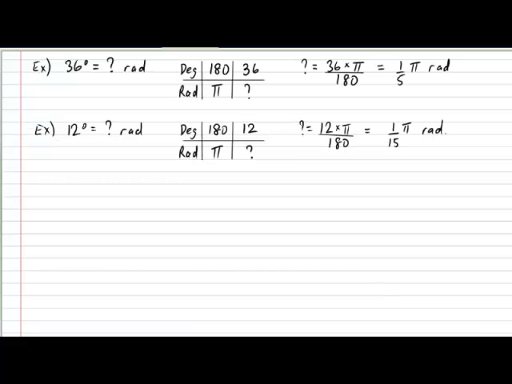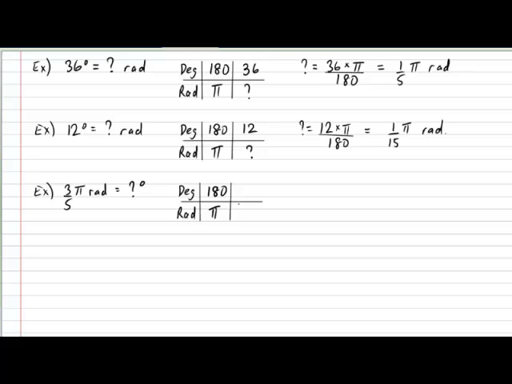Converting from radians to degrees works in the same manner. For our next example, let's convert the following. Convert 3/5 pi radians into degrees. First, set up your direct proportion. I'm going to use a very common equivalency. 180 degrees is the same as pi radians.